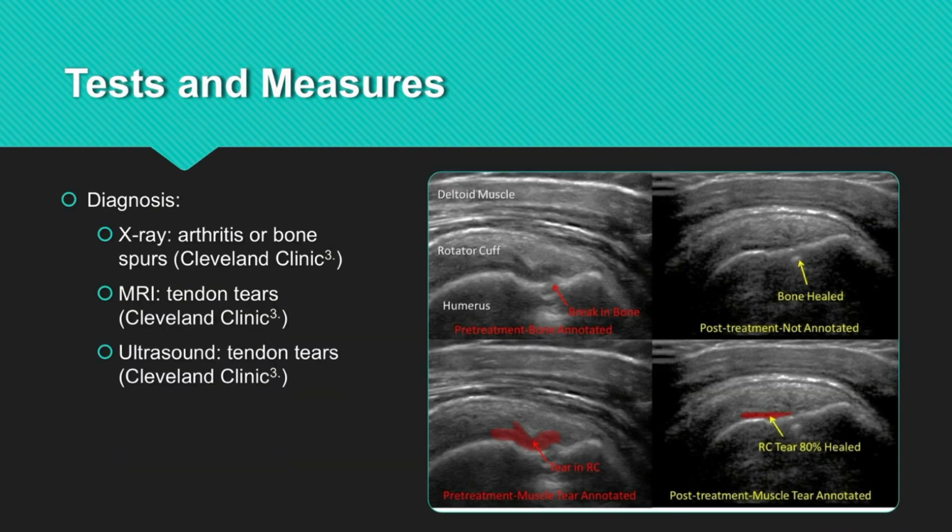So some different tests and measures. It can be diagnosed with an X-ray, which is for arthritis or bone spurs. MRI and ultrasound are used for tendon tears within the rotator cuff.